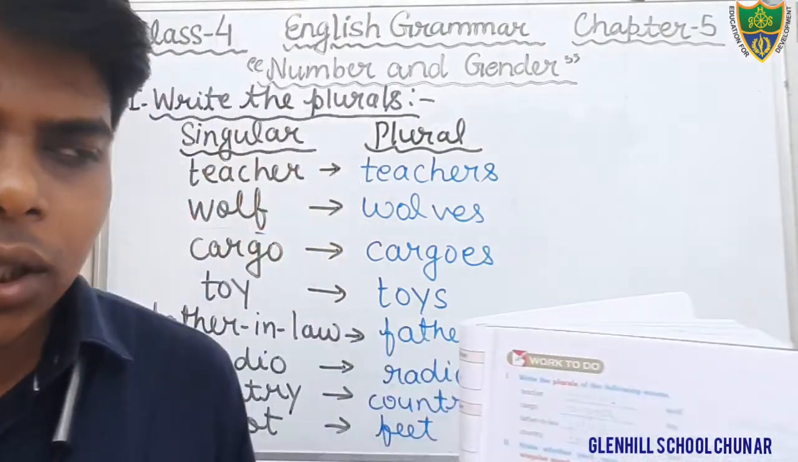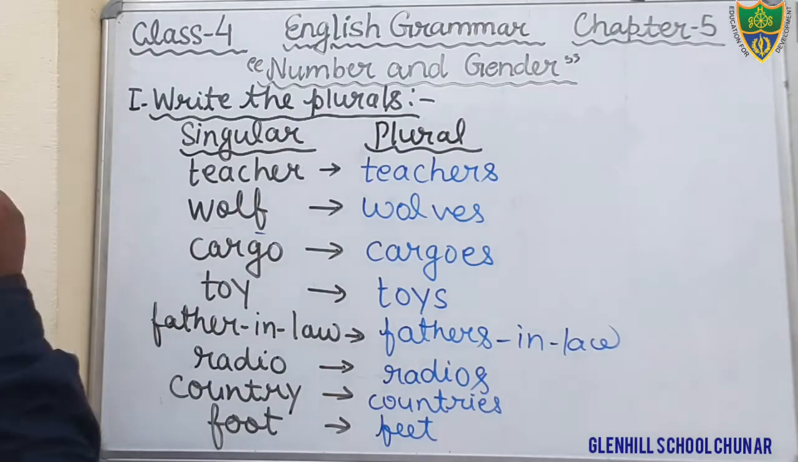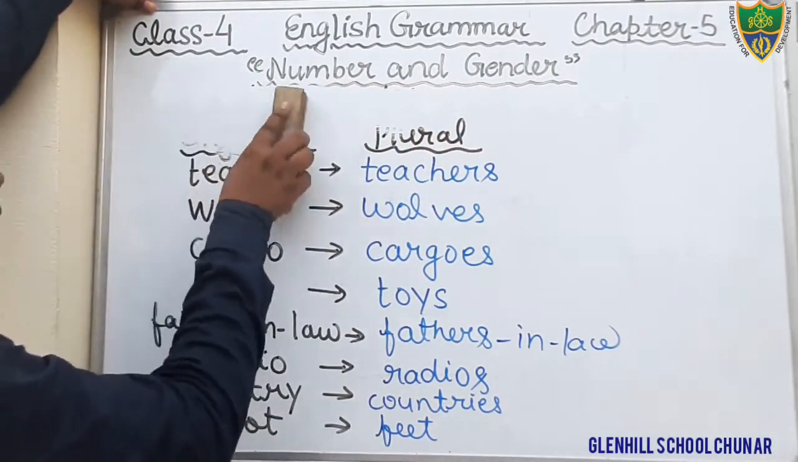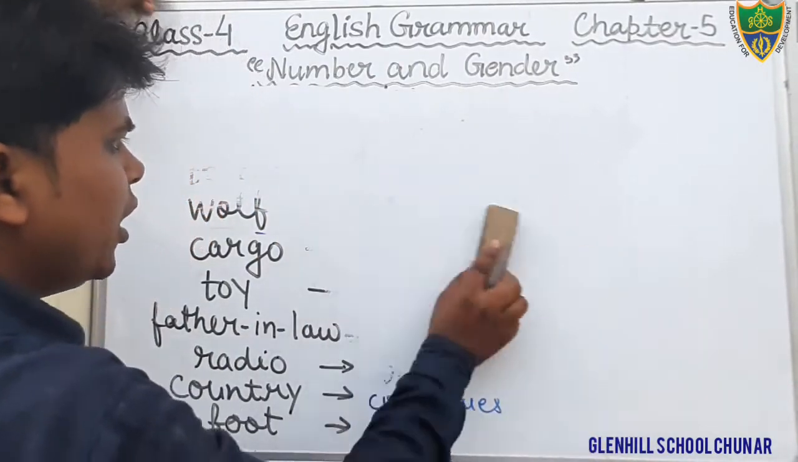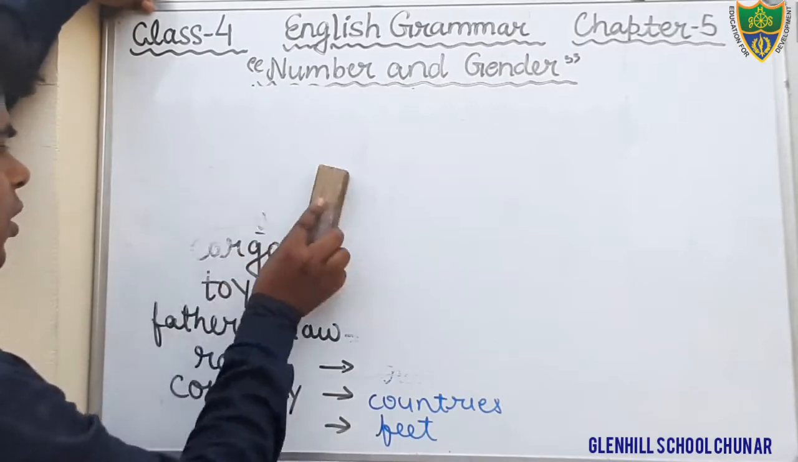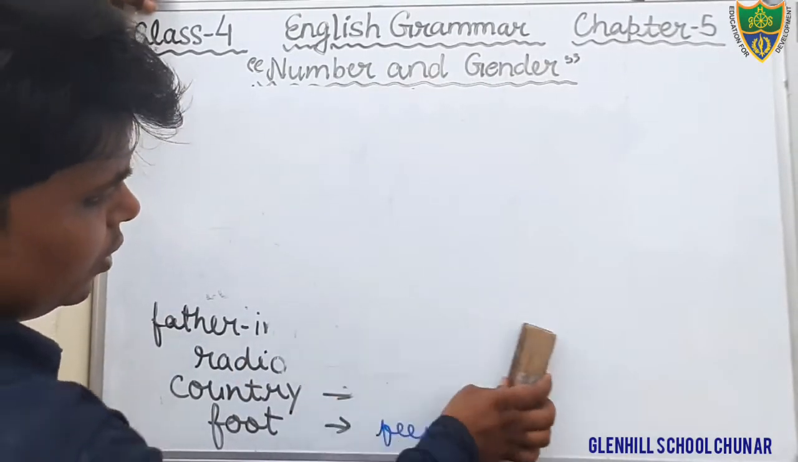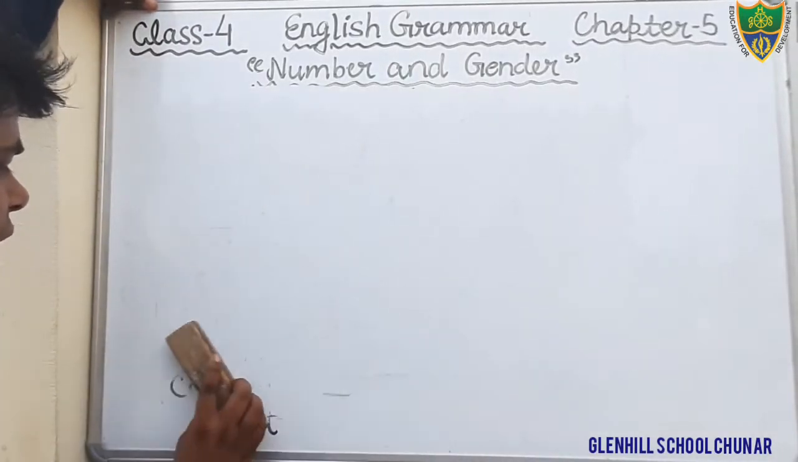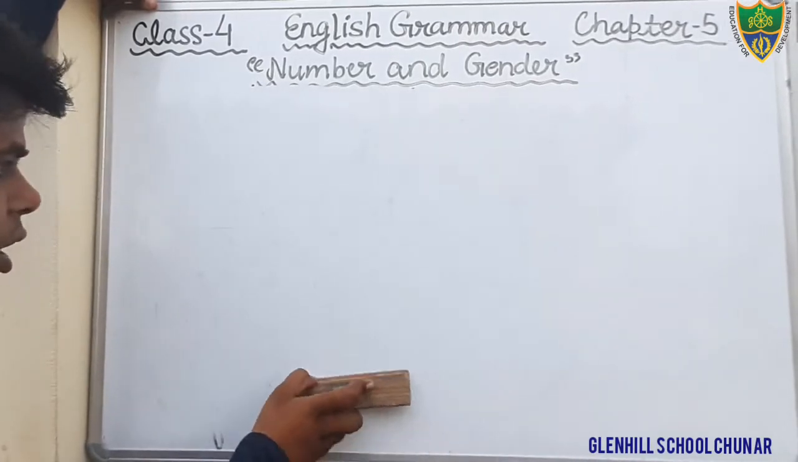Okay, so students, just open the book, exercise number second. Now we will discuss the exercise number second. I hope that you all have done the exercise number first. If anyone has any kind of doubts related to the exercise first, can ask. Okay, now we will complete the exercise number second of chapter number 5, which is given at page number 29.